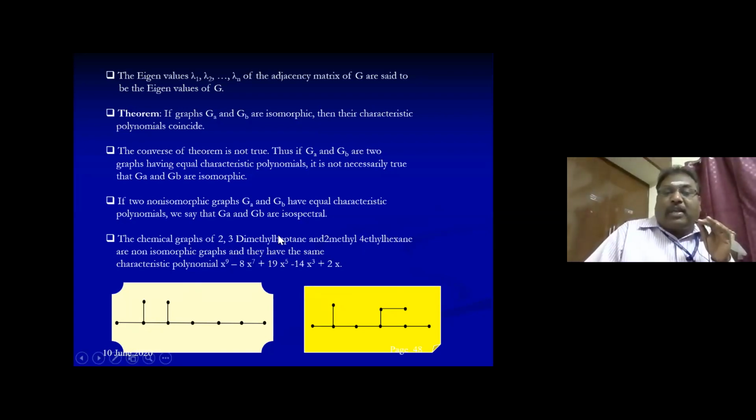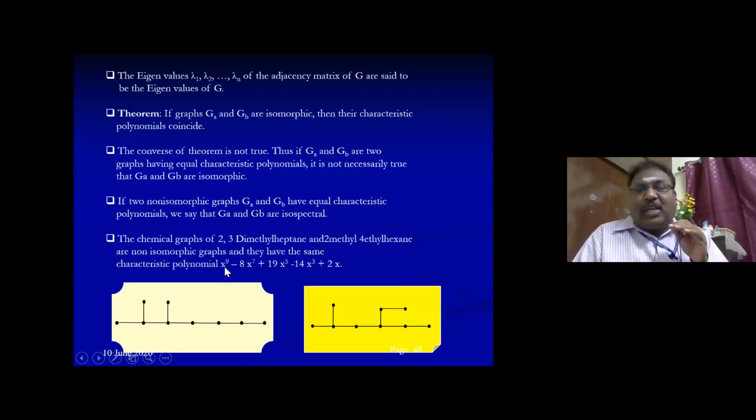When you say the characteristic polynomial is common, the number of vertices should be the same. There is no change in that, because the power is x power 9, so 9 vertices are there in your graph. With the help of 9 vertices, I can draw different structures. Sometimes the polynomial may coincide, but the compound may be different. So that is the beauty here. This is the isospectral example.